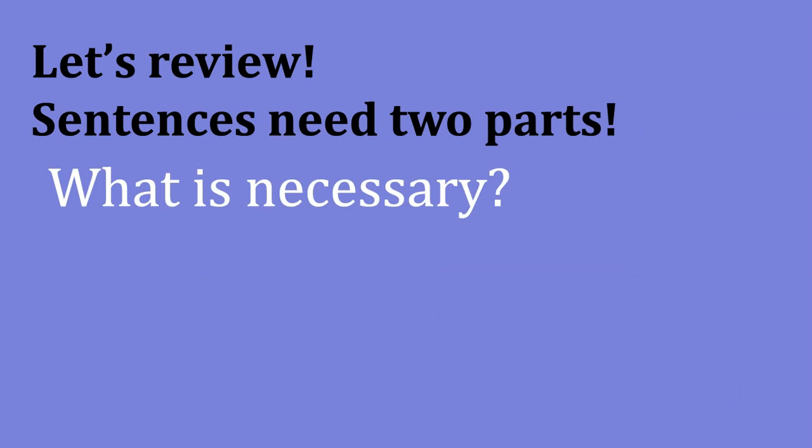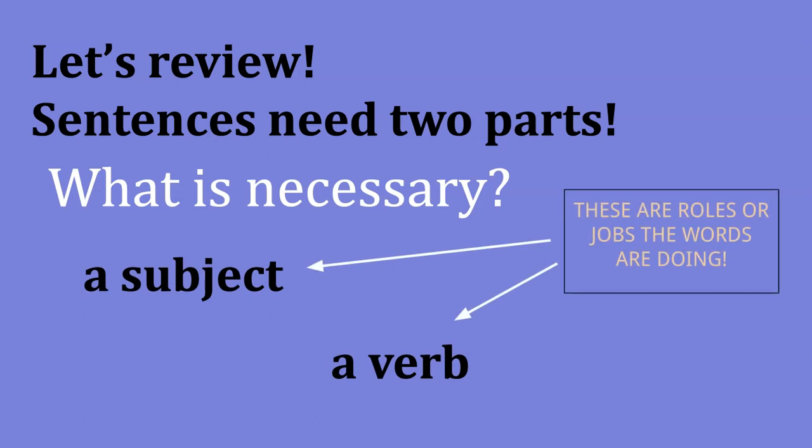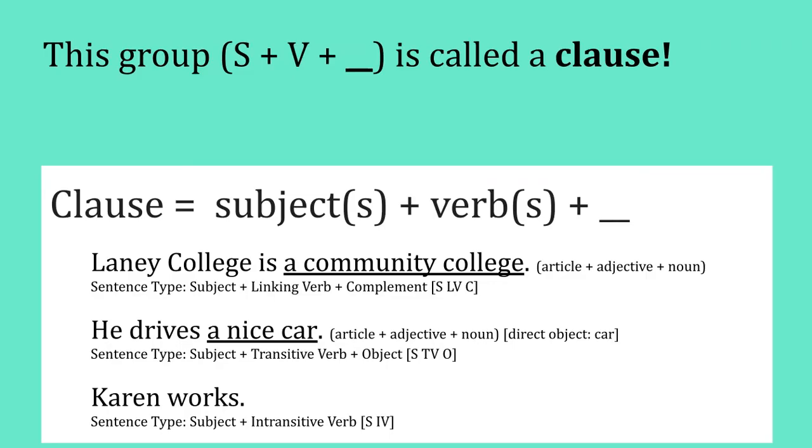Before we look at this particular sentence style, we need to review. Every sentence needs 2 parts. What are the necessary parts? The subject and the verb. The subject and the verb have jobs. These are roles, jobs that the words have. And this group, the subject and the verb, is called a clause. All sentences have clauses.